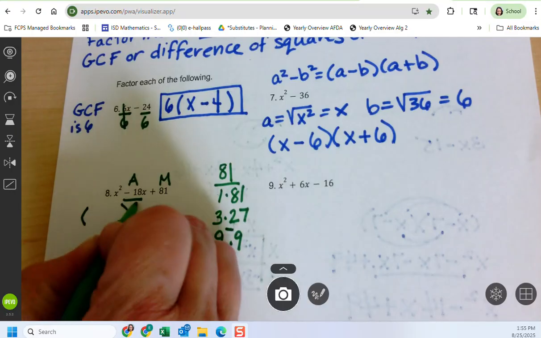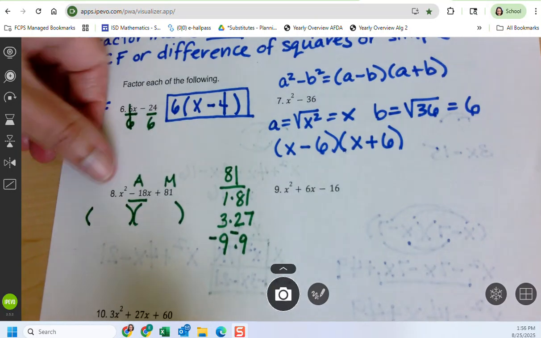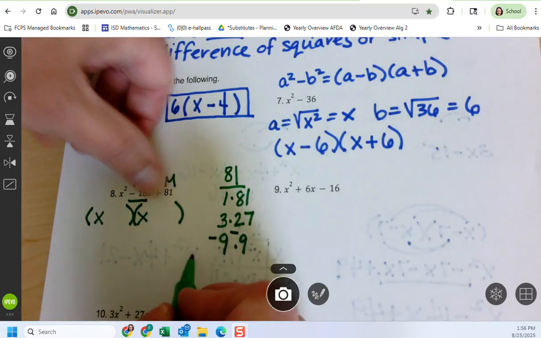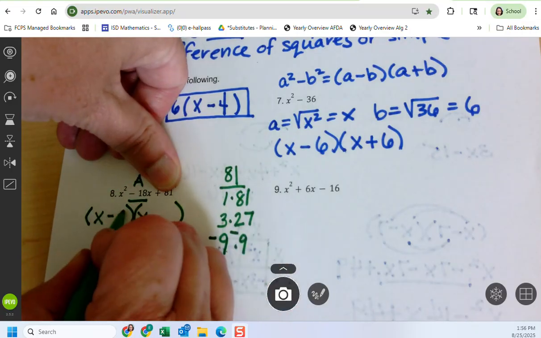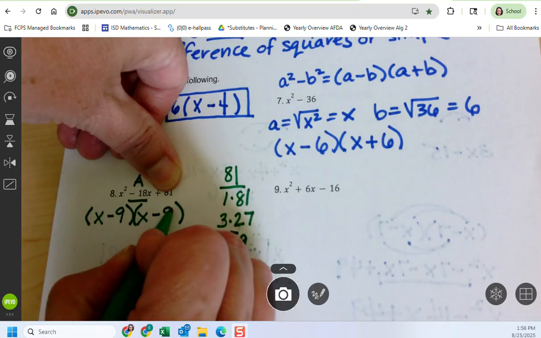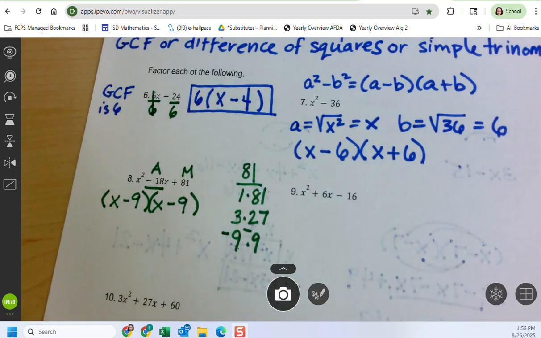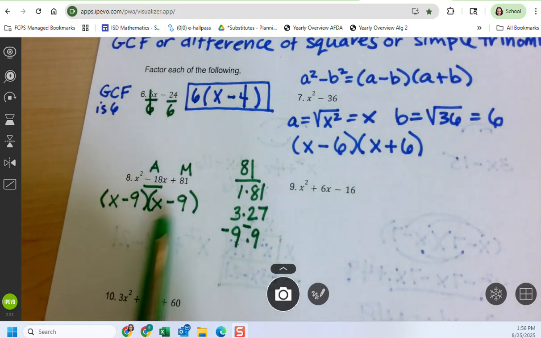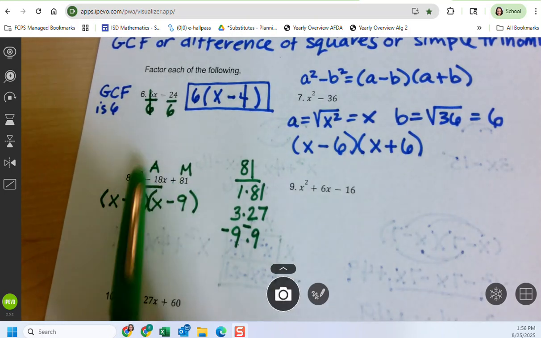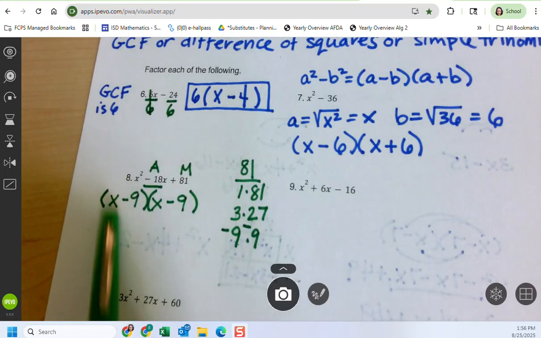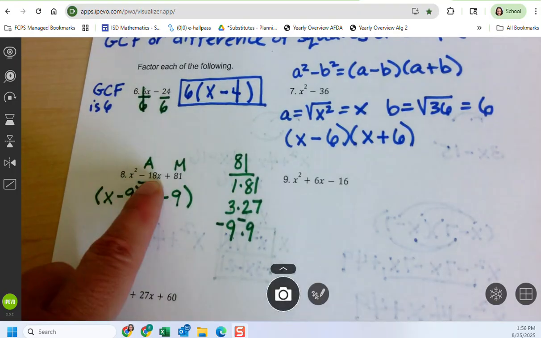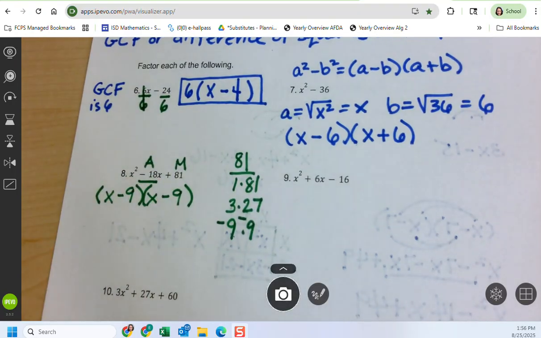So here's how your answer is going to look. The x squared comes from x times x. The 81 comes from negative 9 times negative 9. The negative 18 is what we get when we have a negative 9x and another negative 9x. So you see that? The negative 18x is the negative 9x and the negative 9x. So if you multiplied x minus 9 times x minus 9, you would get x squared minus 18x plus 81.